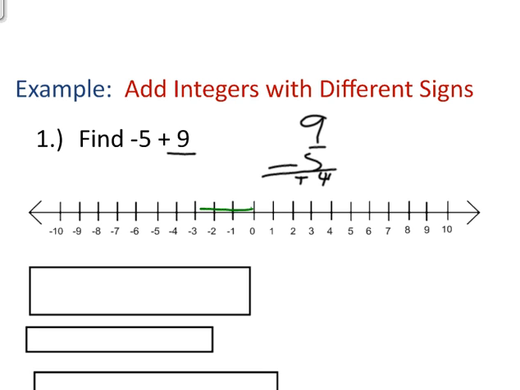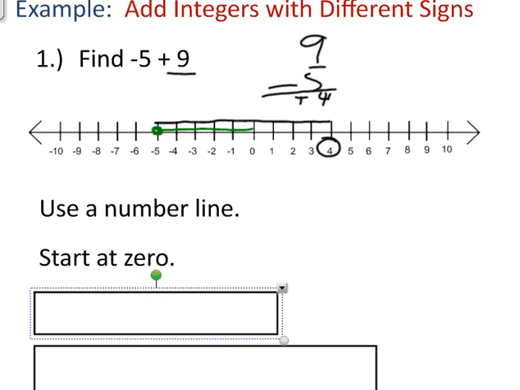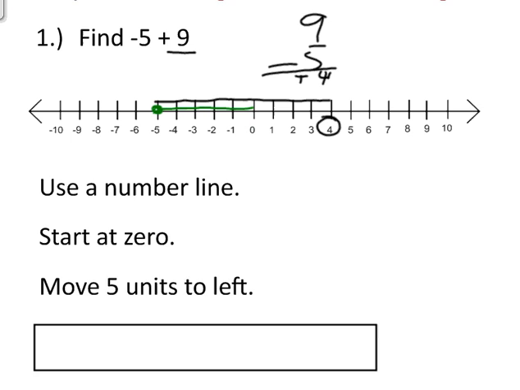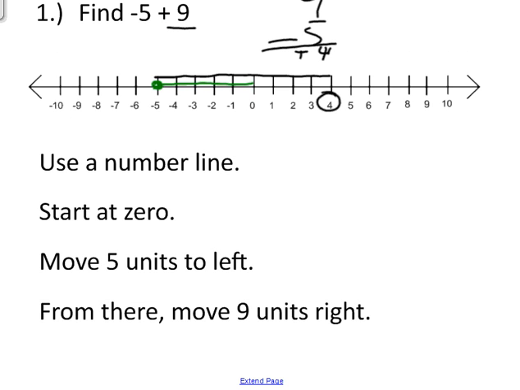Checking that out on a number line, I move -5. 1, 2, 3, 4, 5. And then I move to the right 9 units. 1, 2, 3, 4, 5, 6, 7, 8, 9. And my answer is +4. And this is just going through the same exact steps we went through. And yes, it does work out.